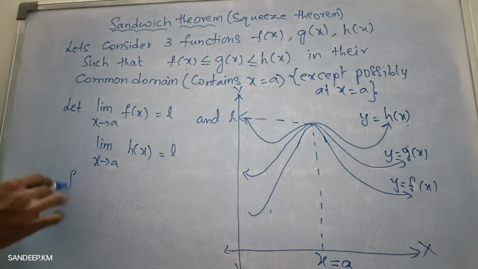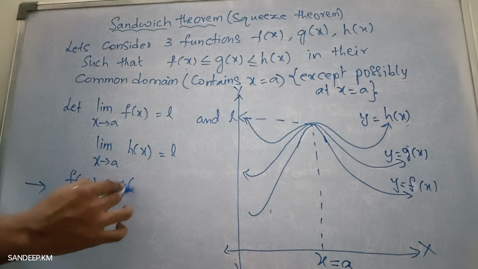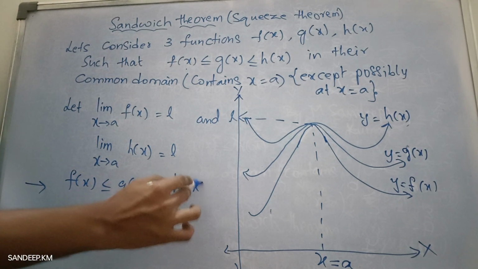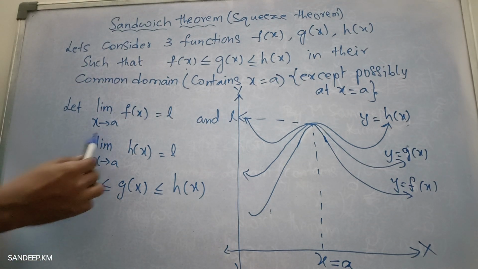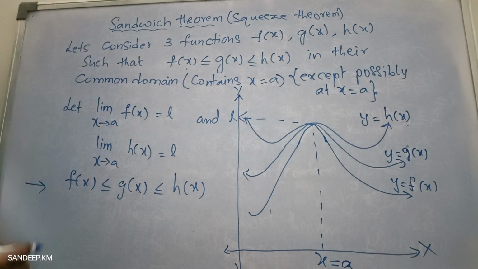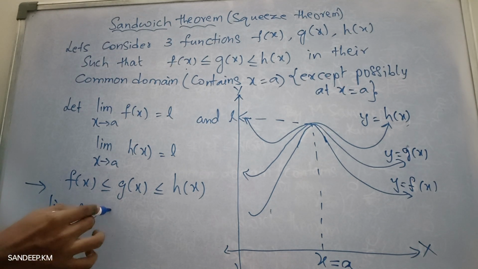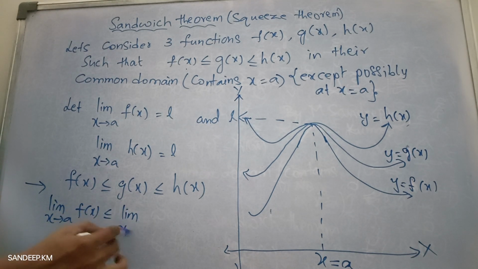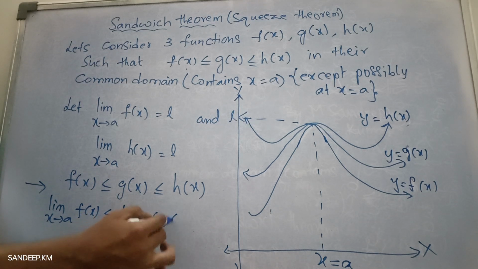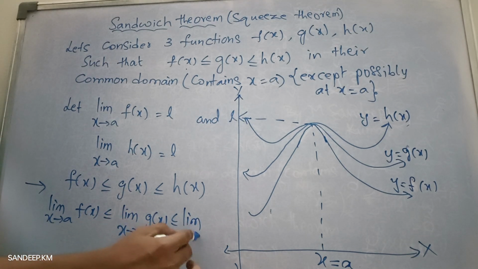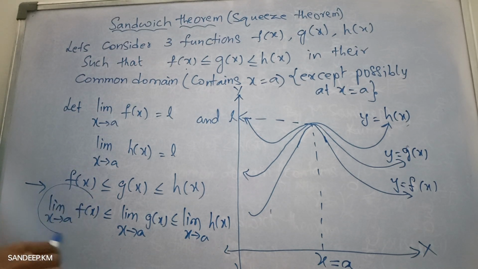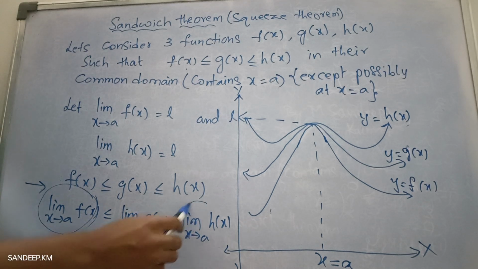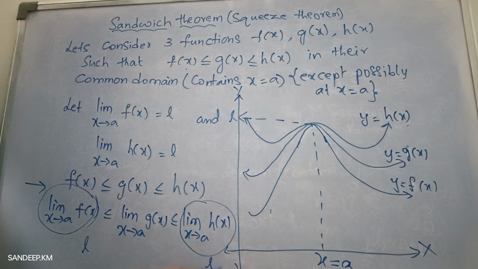So when I use this inequality, we have f of x less than or equal to g of x less than or equal to h of x, and let me apply limit x approaches a to all these three functions. Then limit x approaches a of f of x is less than or equal to limit x approaches a of g of x, which is less than or equal to limit x approaches a of h of x. Next, dear students, this limiting value is known, right? It is L. And this limiting value is also known, right? This is also L.